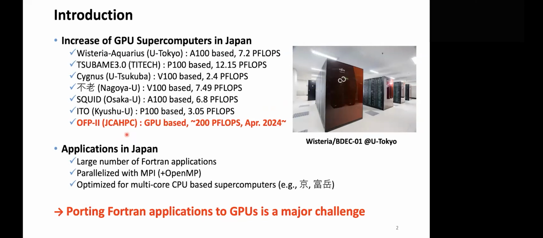And JCAHPC, which is the joint center of the University of Tokyo and the University of Tsukuba, will start operating OFP2 in 2024, and it will be a GPU supercomputer with more than 100 petaflops. As for Japanese applications, 80% of applications are written in Fortran and optimized for multi-core CPU-based supercomputers such as K and Fugaku. Therefore, porting of Fortran applications to the GPU is a very big challenge in Japan.